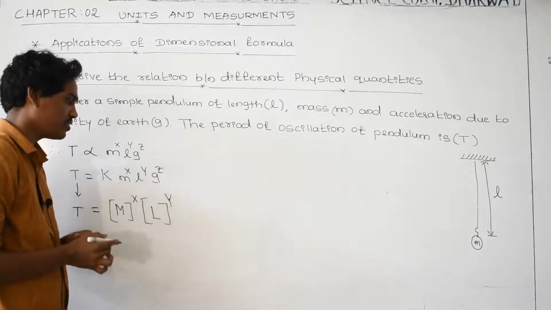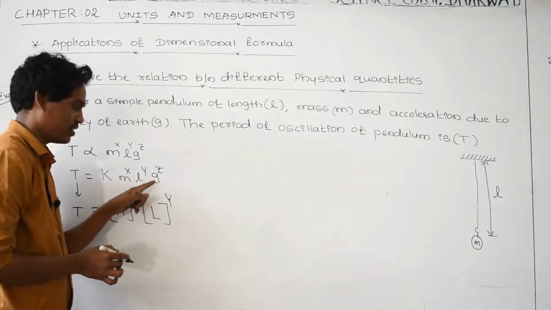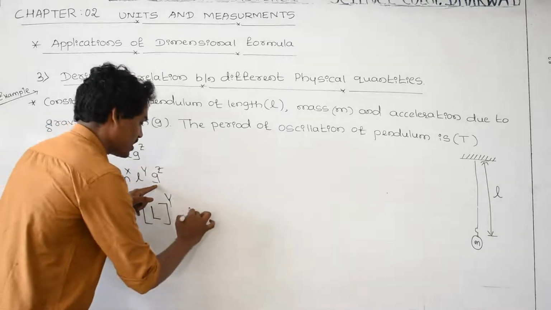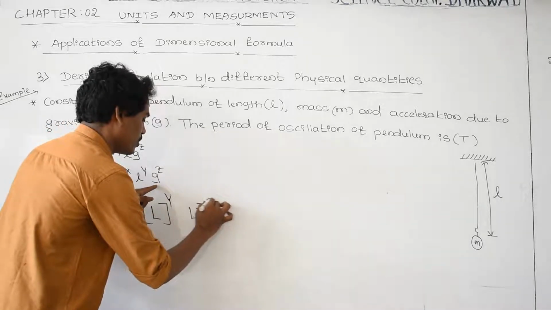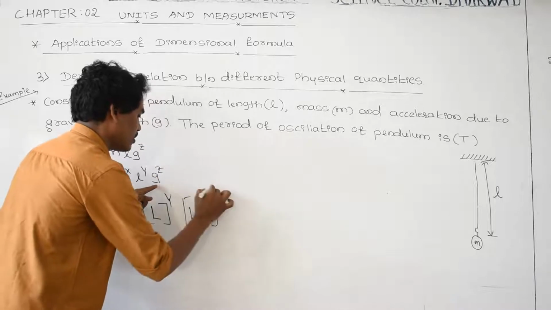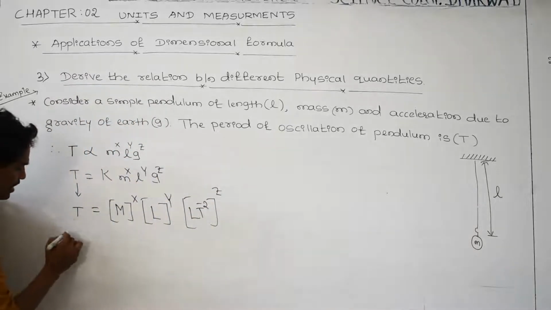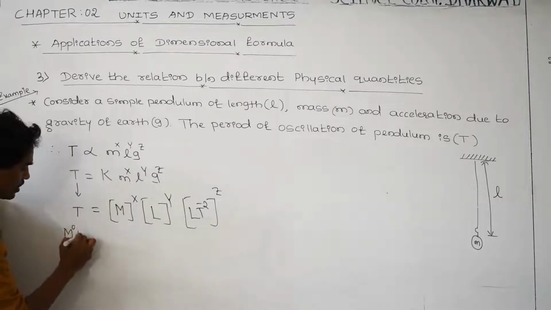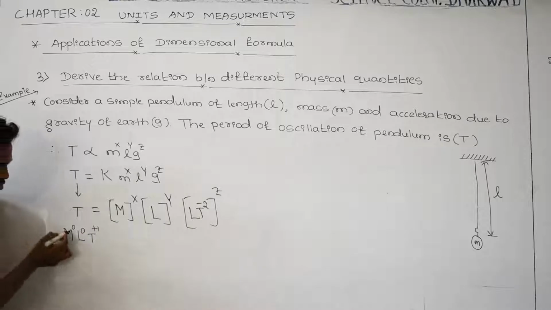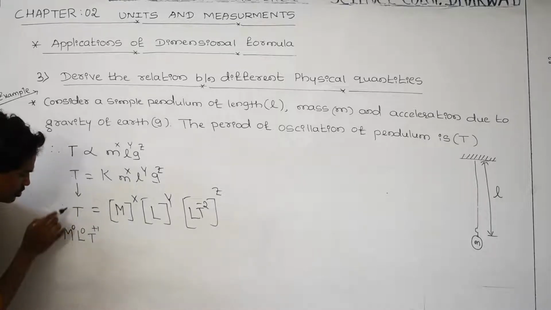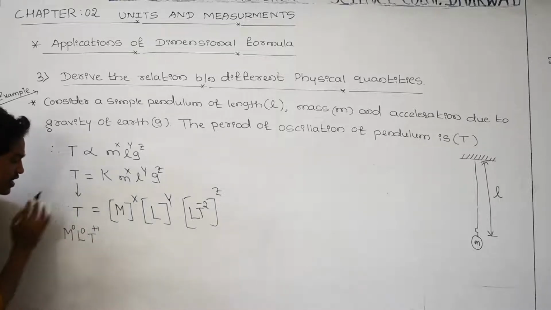G is nothing but acceleration. The dimensional formula of acceleration is LT raised to minus 2. The power is Z. And here I am writing it as M raised to 0, L raised to 0, T raised to plus 1. M raised to 0 is again 1, L raised to 0 is again 1, T raised to plus 1 is T.